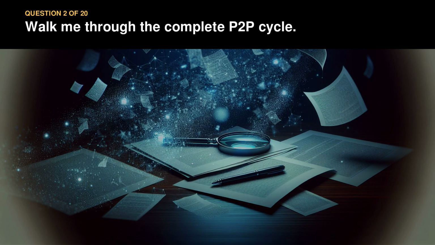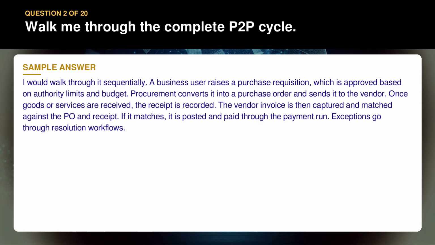Question 2. Walk me through the complete P2P cycle. I would walk through it sequentially. A business user raises a purchase requisition, which is approved based on authority limits and budget. Procurement converts it into a purchase order and sends it to the vendor. Once goods or services are received, the receipt is recorded. The vendor invoice is then captured and matched against the PO and receipt. If it matches, it is posted and paid through the payment run.